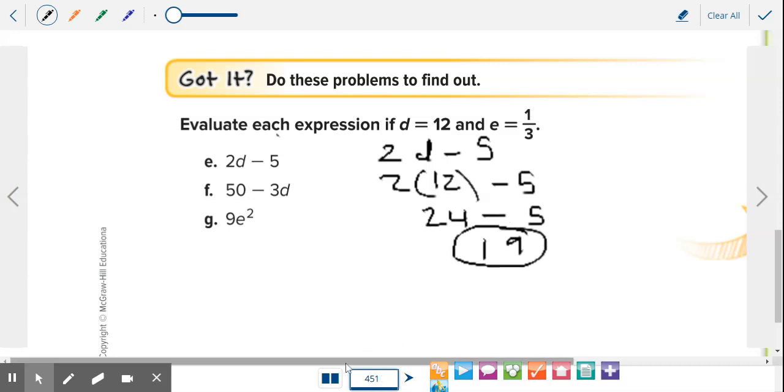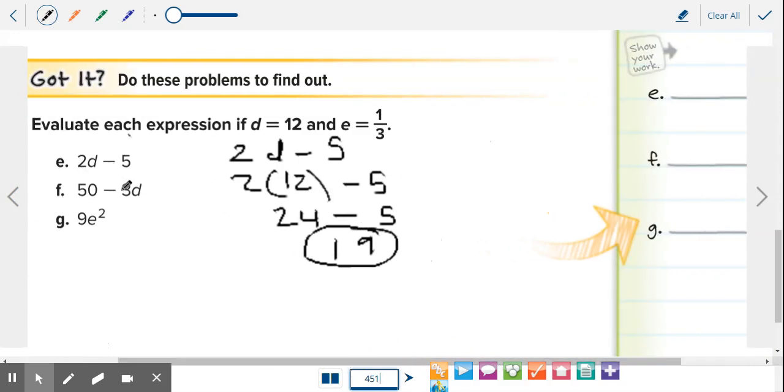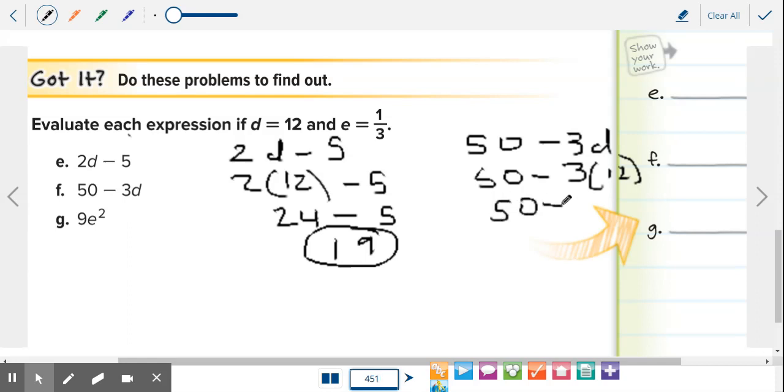And letter F. So we have 50 minus 3D. What's our first step here, Layla? The variable. So what do we replace it with? 12. So 50 minus 3 times 12. So what do we have to do first now? Multiplication. So we just copy down the 50 and the subtraction sign. What's 3 times 12?